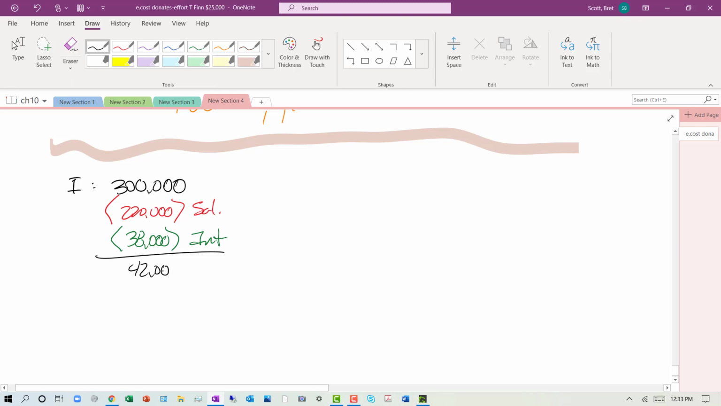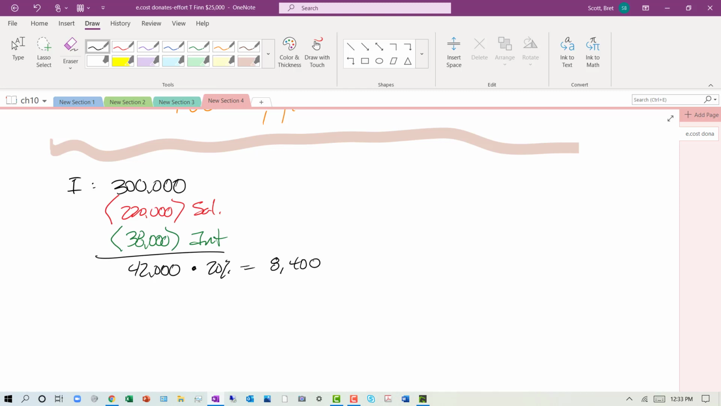42,000. And we could say, okay, let's go ahead and do a 20% bonus, not based on 300,000, but based on the 42,000, because that seems a little bit more reasonable. If we've already paid out 220,000 in salaries and 38,000 in interest, bonuses should be based on the 42,000 remaining after those distributions. So 20% times 42,000, total payouts of 8,400. That's another way of determining a reasonable bonus.